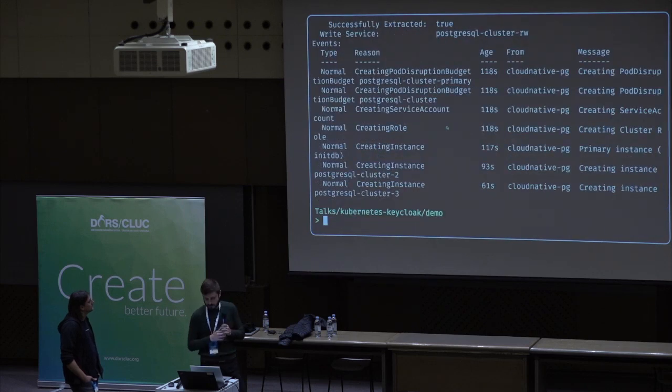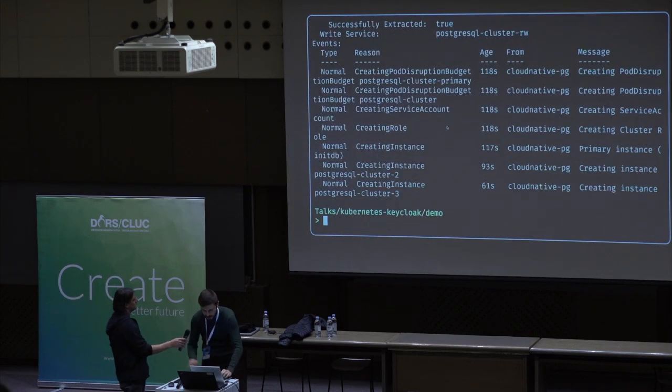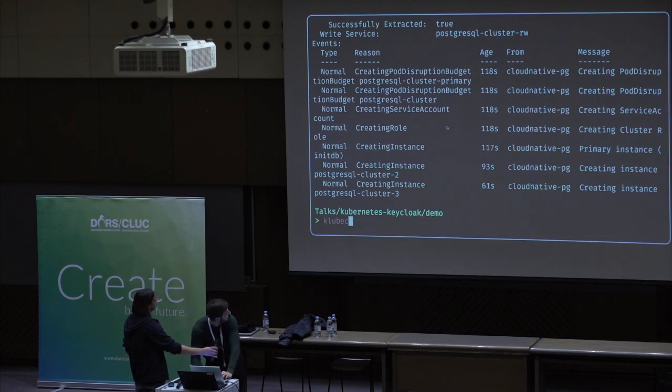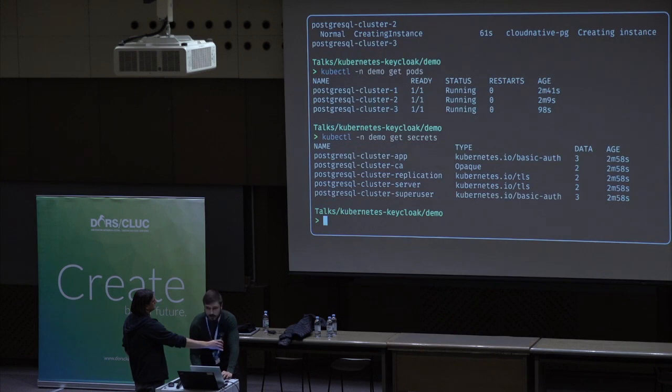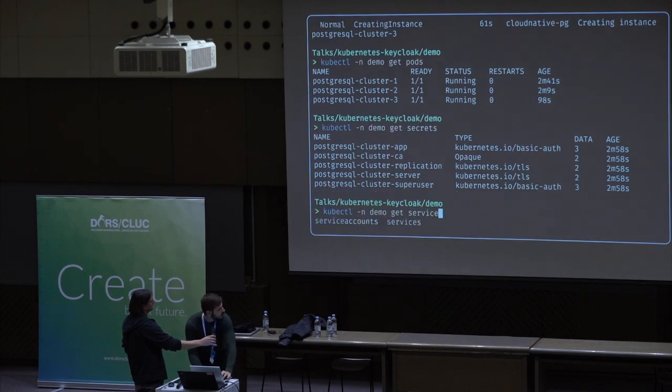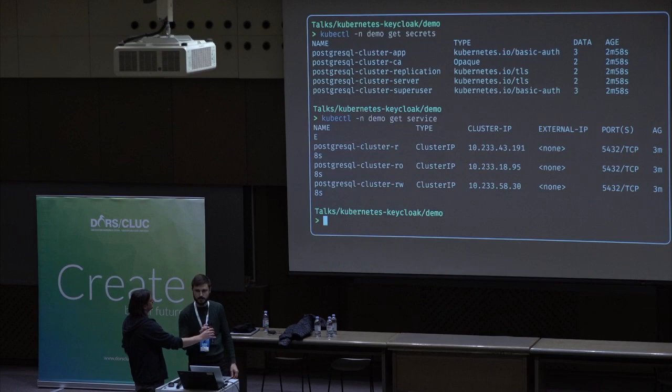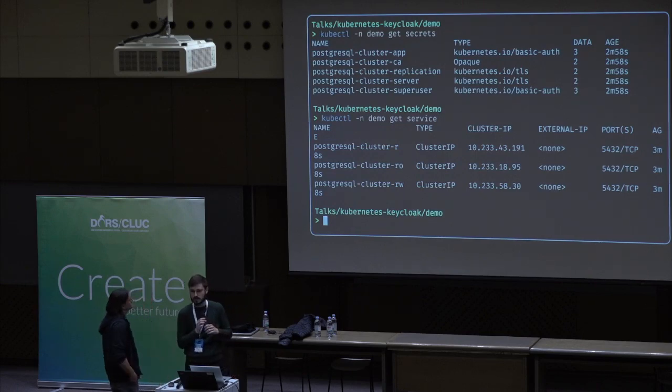And for example, the good thing to show would be kubectl and demo get pods. Okay, we have 3 cluster pods. We have secrets, so we can read how to connect to the database using the superuser or using a regular user. We can see services. So we have read-write, read-only, and read services. And that's it. It was as easy as that.